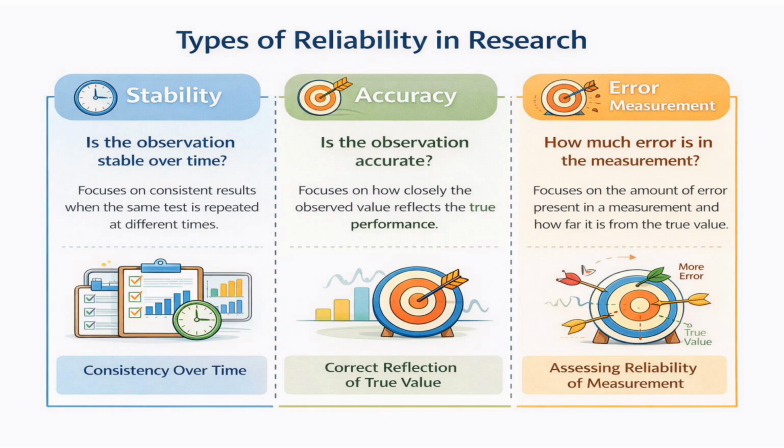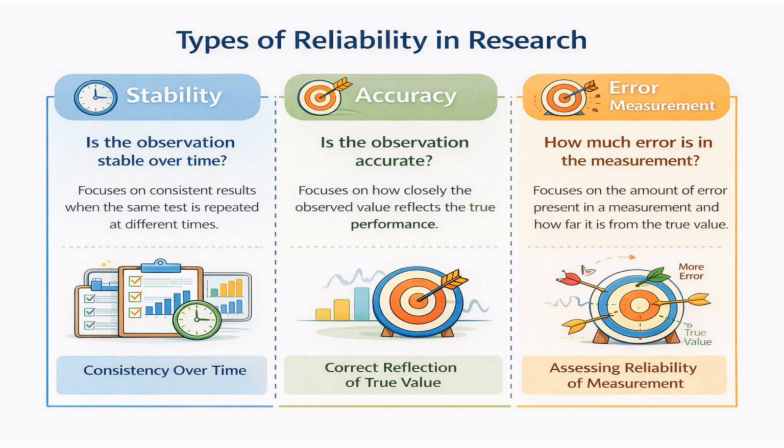Let's start with the first type, stability. Stability asks a very simple question. If I measure the same thing again at a different time, do I get a similar result? This view of reliability focuses on consistency over time. Imagine you are measuring an employee's productivity score. If the employee scores 85 today, 84 next week, and 86 the week after, the measurement is stable. But if the scores are 85 today, 60 next week, and 95 the following week, with no real change in work conditions, then the measurement is not reliable.